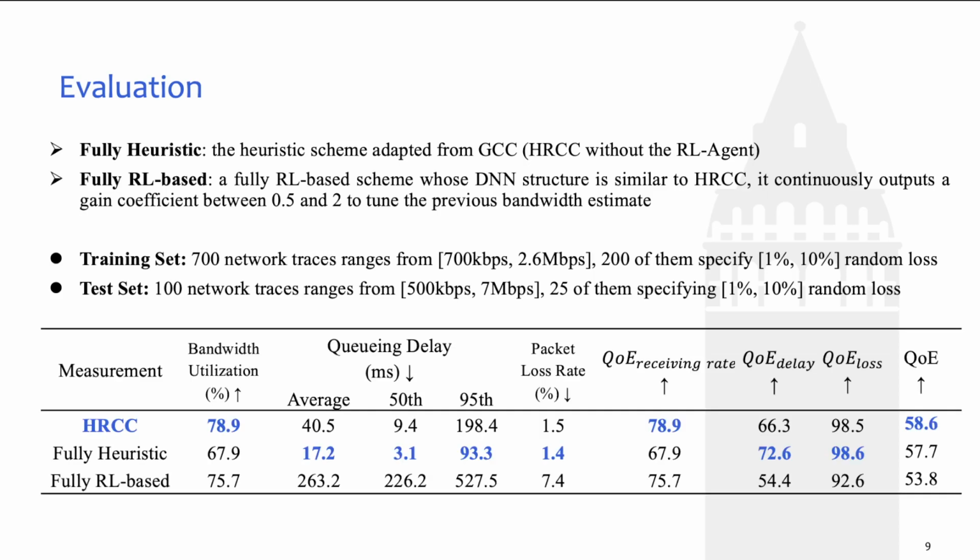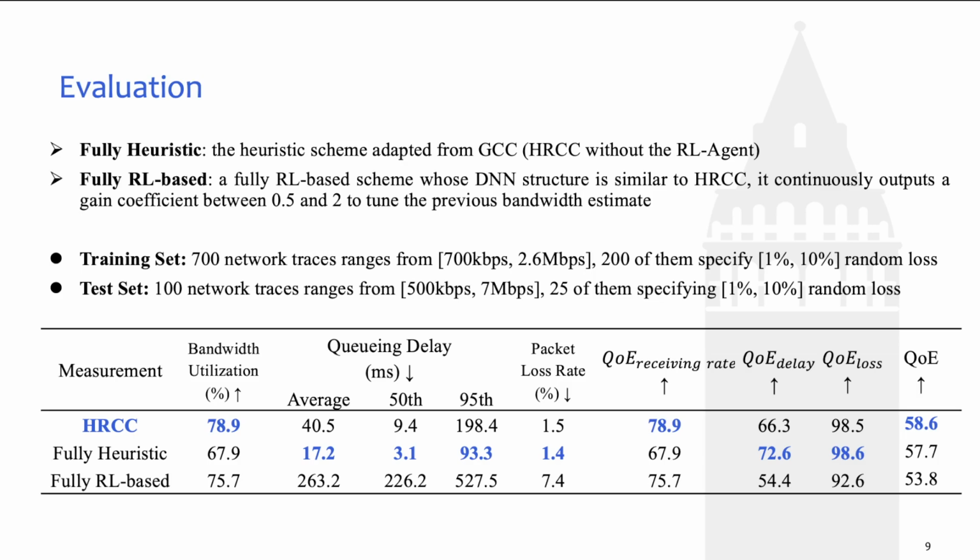We conduct the simulations under 100 network traces to compare the hybrid scheme with both of its individual components, each lasting 100 seconds. The average bandwidth of these traces ranges from 500 kilobits per second to 7 megabits per second, while 25% of them specify 1% to 10% packet loss rate.